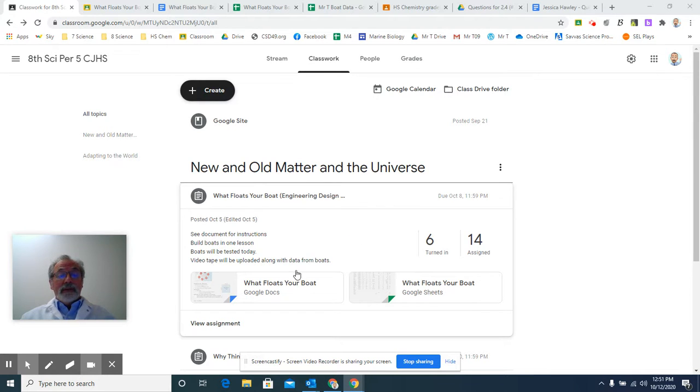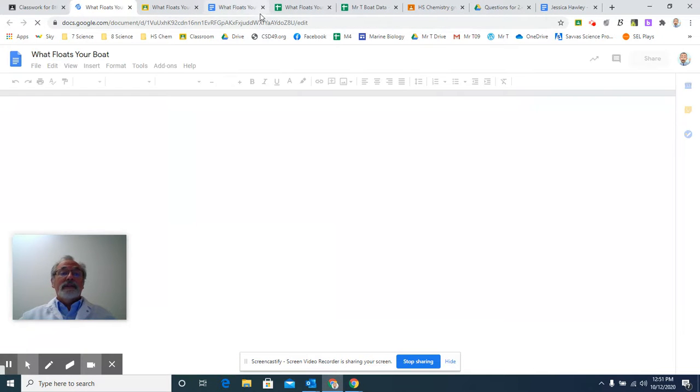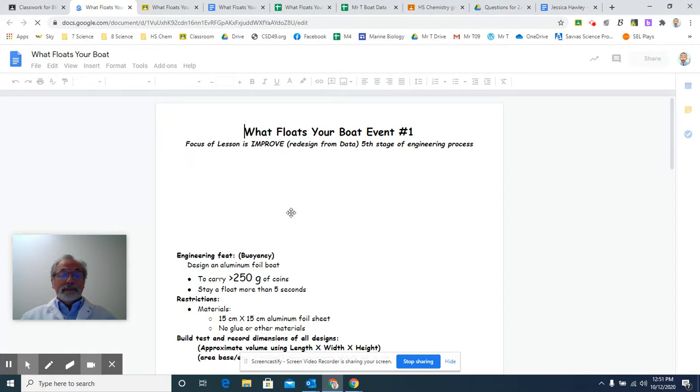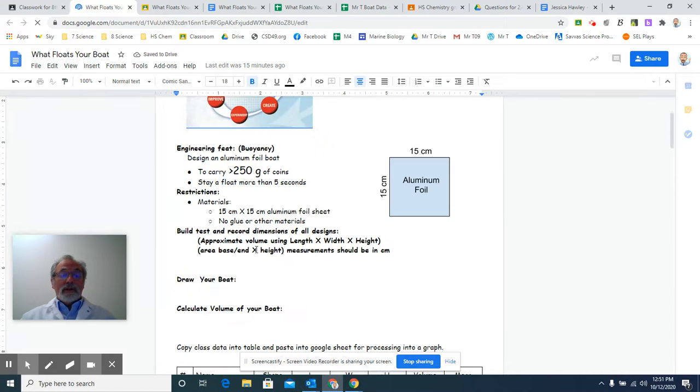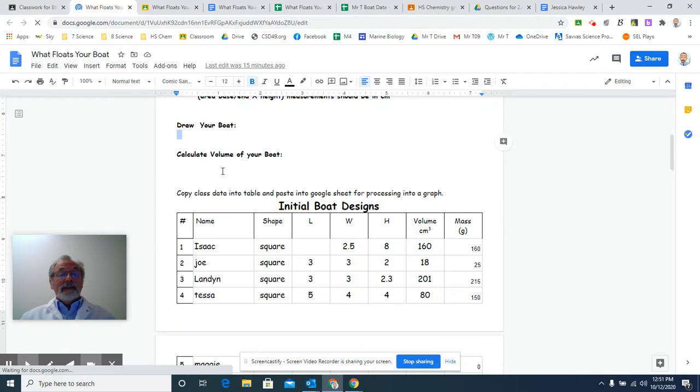What we're going to do now is, first day we made our boats, and in our document here for a boat, we were supposed to write and draw a picture of the boat we built, calculate its volume, and then share it on a spreadsheet with everybody in the classroom.